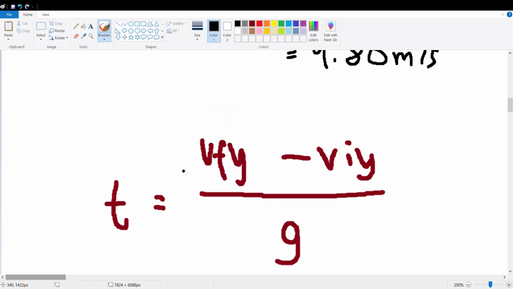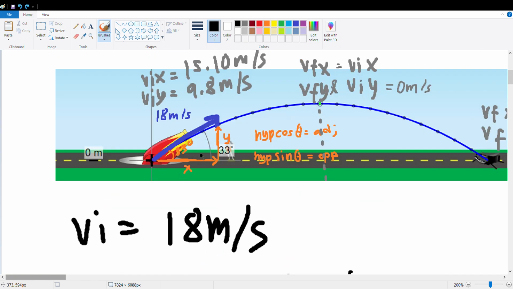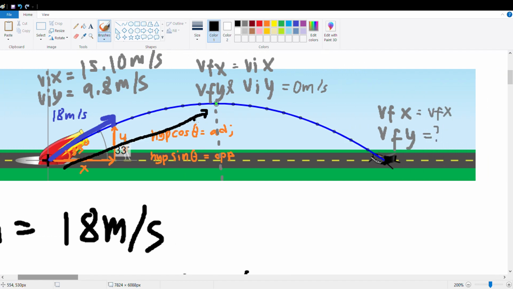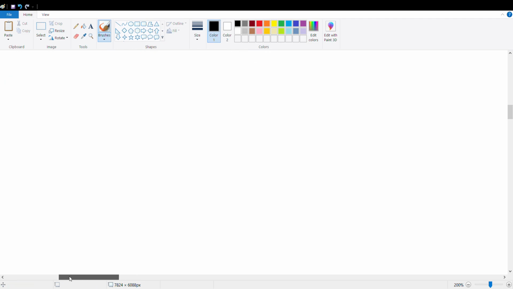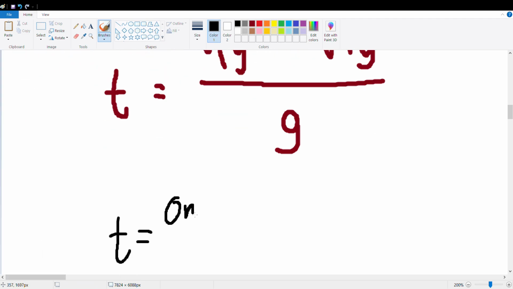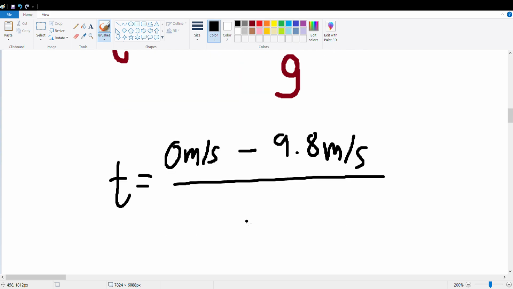And then the VFY, we're only trying to solve for the half time here because it is far simpler to do that way. If we maintain speed and time symmetry, all we have to do is multiply it by 2 to find this. So all we need to do is put 0 meters per second minus 9.8 meters per second over negative 9.8 meters per second squared.